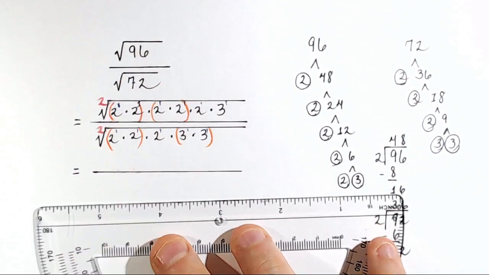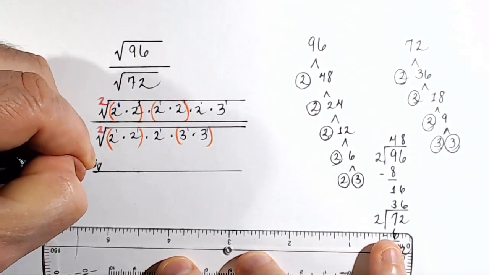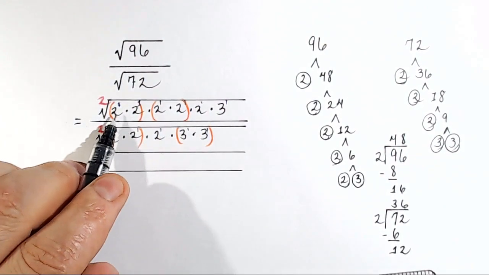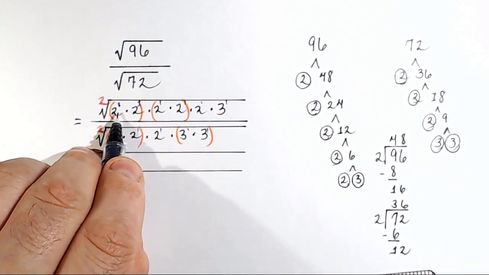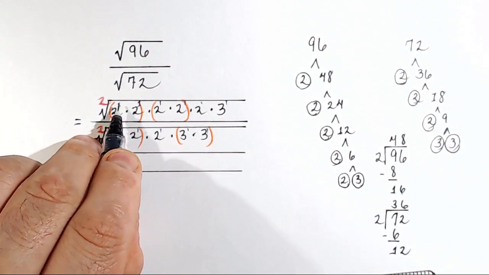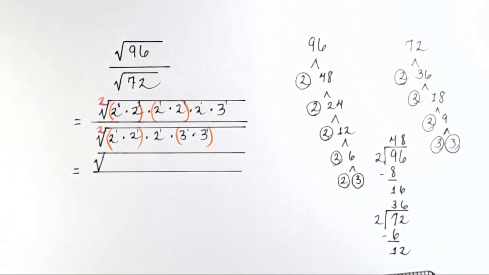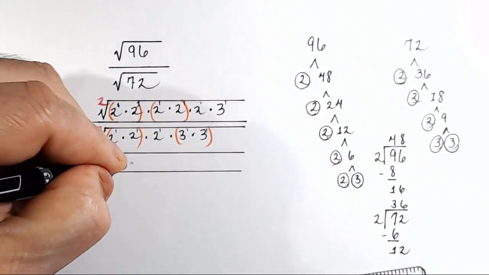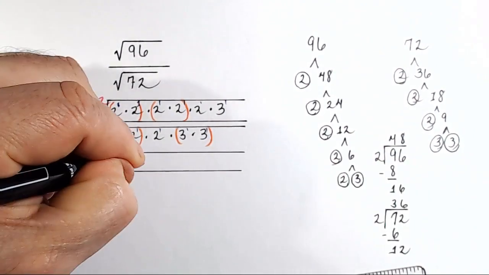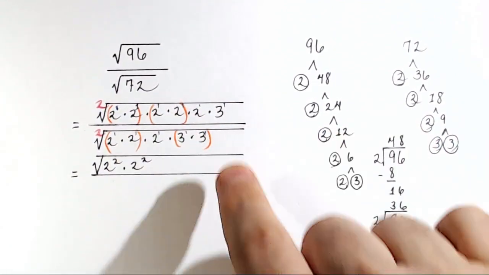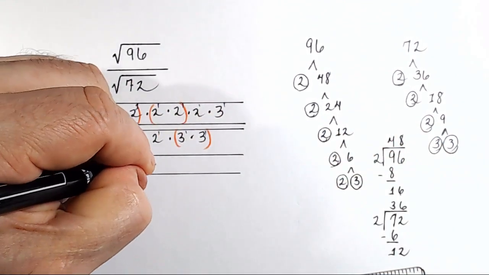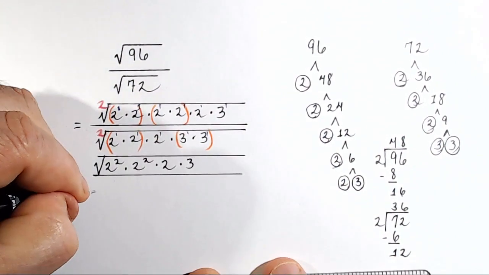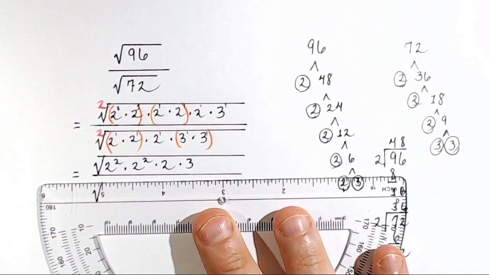So we need another big fraction bar. And the numerator, we'll take the square root of. When we do this, we rewrite the base. So 2 to the first power times 2 to the first power is 2 to the second power, 2 squared. We do it again, times 2 squared, that's this one, and now we've got times 2 times 3, times 2 times 3.